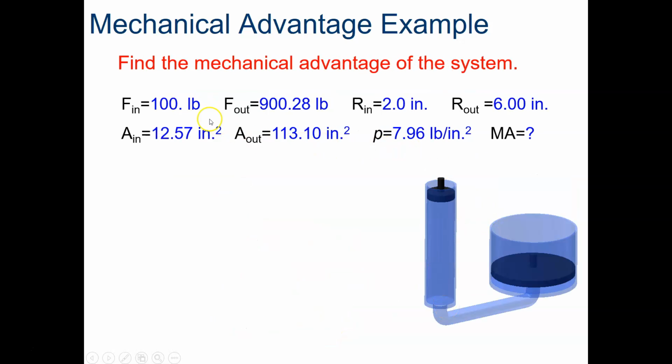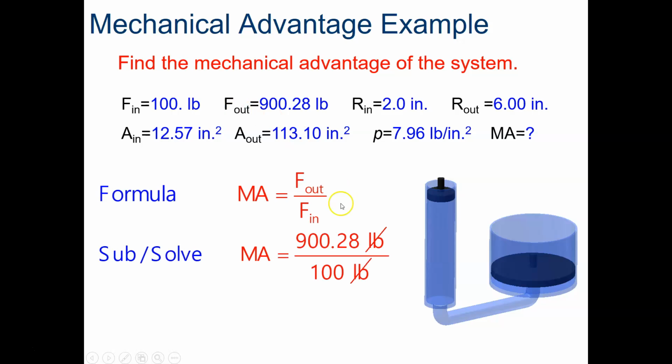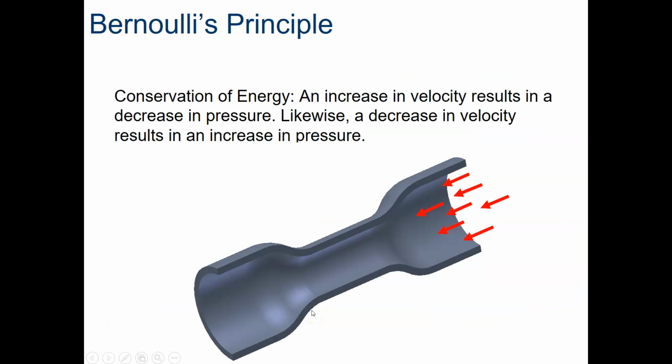So now our input force was 100 pounds, and our output force was about 900. What is our mechanical advantage? That's simply going to be our output force divided by our input force, which gives us a mechanical advantage of 9.